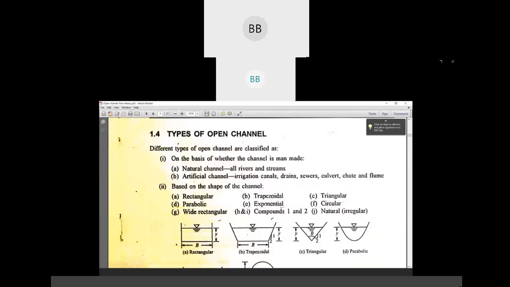So the second classification is based on the shape of the channel. That we are constructing that irrigation canal of what shape? It may be rectangular, so that channel can be differentiated again by the shape of the channel. It may be rectangular, trapezoidal, triangular, parabolic, exponential, or circular. Then you have one option here, wide rectangular. Do you people have any idea about wide rectangular channel? If you people have an idea, then we are not going to discuss.